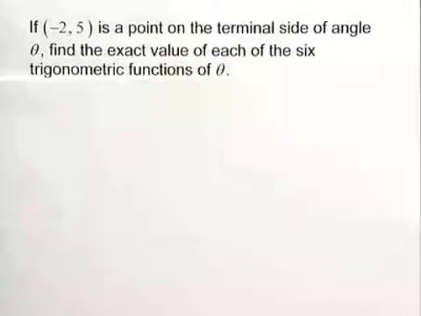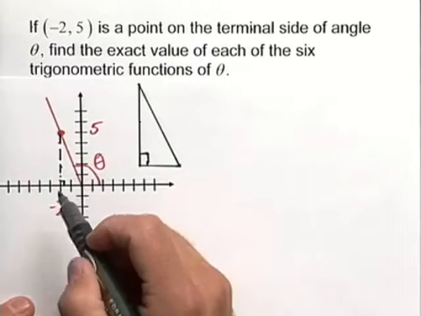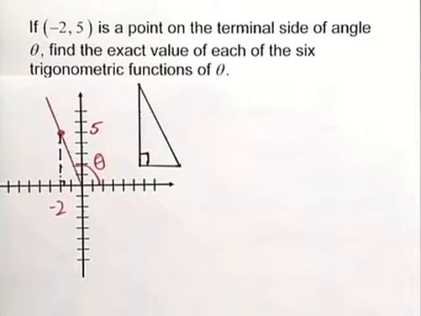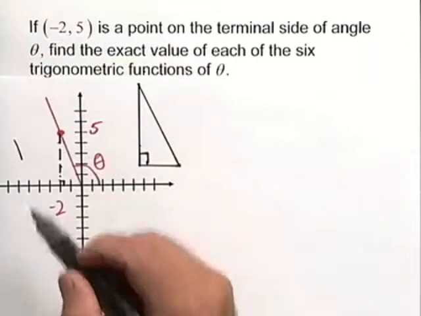Let's now find our 6 trigonometric functions. If negative 2 comma 5 is a point on the terminal side of angle theta, we want to find the exact value of each of the 6 trigonometric functions of theta. Alright, I would start with a quick little drawing, something like this, drawing the point negative 2 comma 5. Note that that is in the second quadrant, and that is important in terms of the signs.